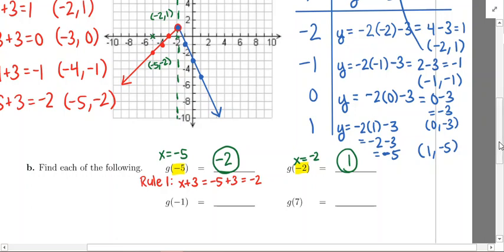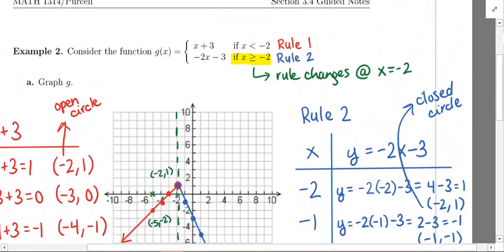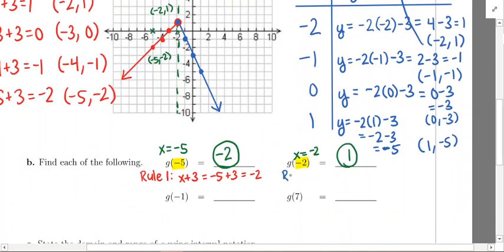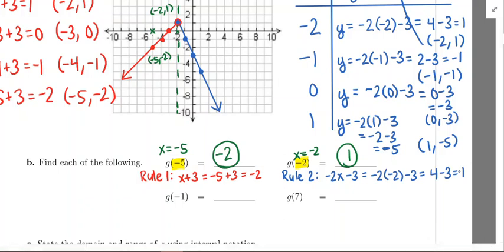Again, we could have used a rule. If you go up here, you pick the rule that works for x equals -2. That's the second rule, because x can actually equal -2 there. So we could use rule 2 on this one. The rule here is -2x minus 3. That would give us -2 times -2 minus 3. That's 4 minus 3, which is 1. So it's up to you whether you like the graph method or the formula method.